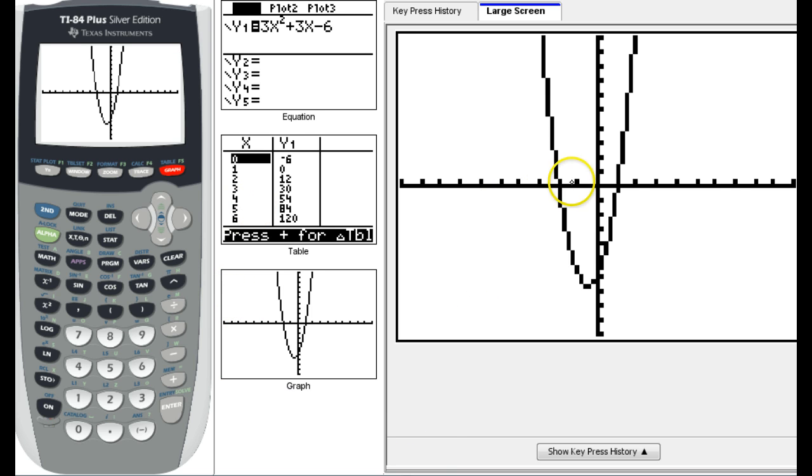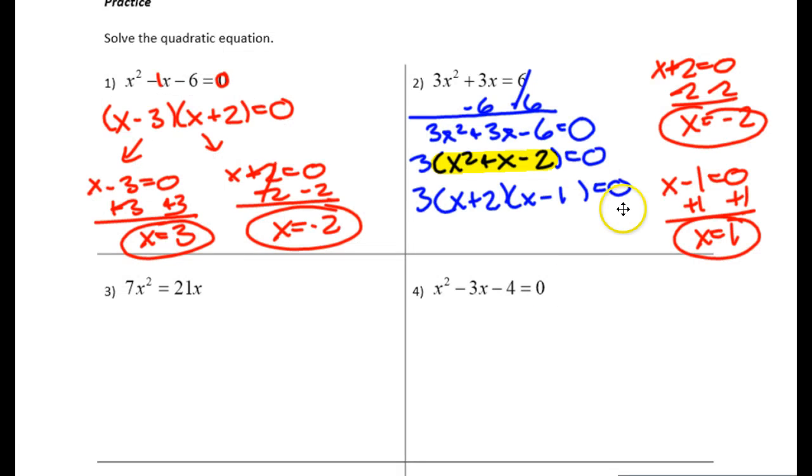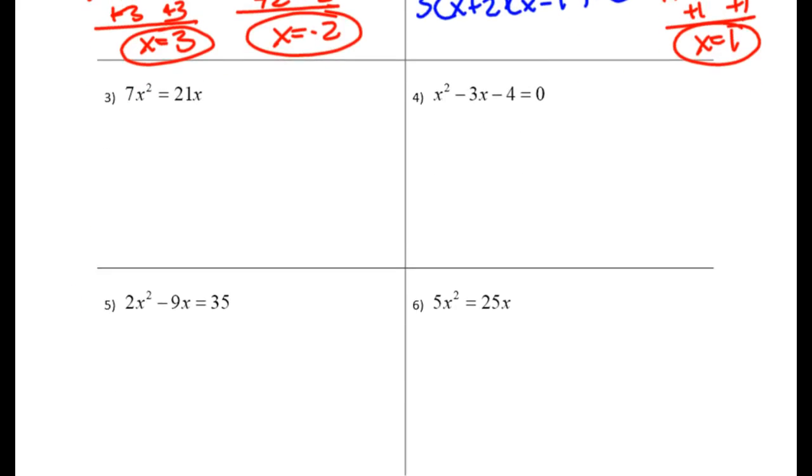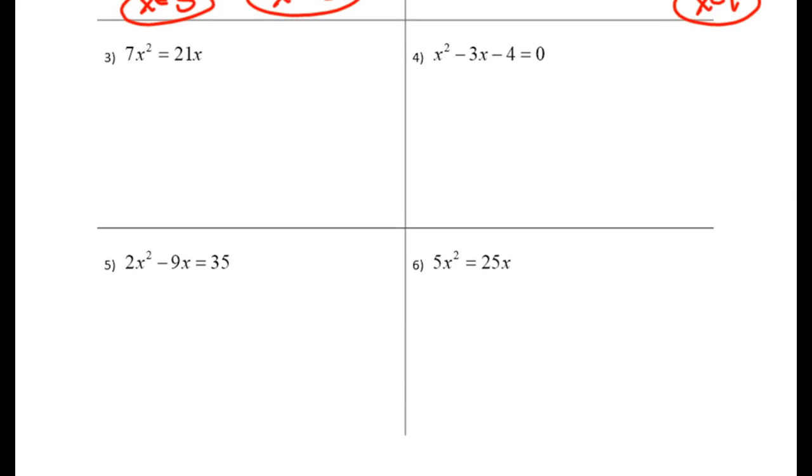Now look at where the parabola crosses the x-axis. It crosses it at negative 1, negative 2, and positive 1. And look at our answers. Negative 2, positive 1. Okay? Alright? Now, it's still a good idea. Make sure you're practicing solving it, but use the calculator as a way to check your answer. At the end of the chapter, we're going to really focus on using the calculator, but it's important to know how to solve these. Alright?